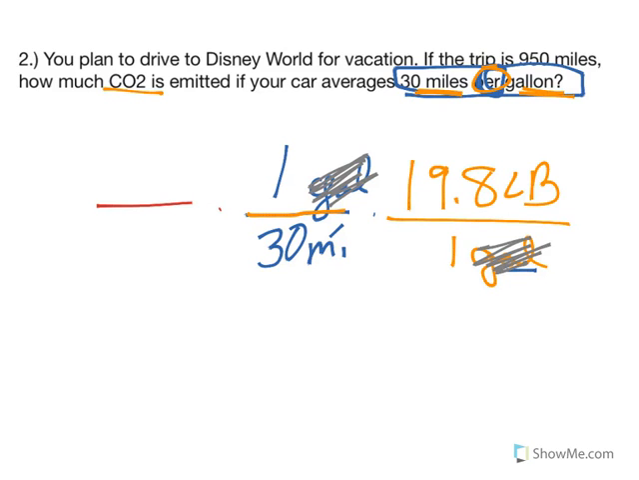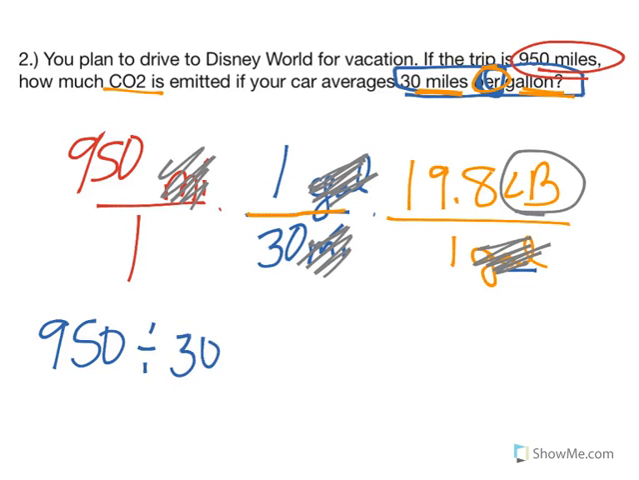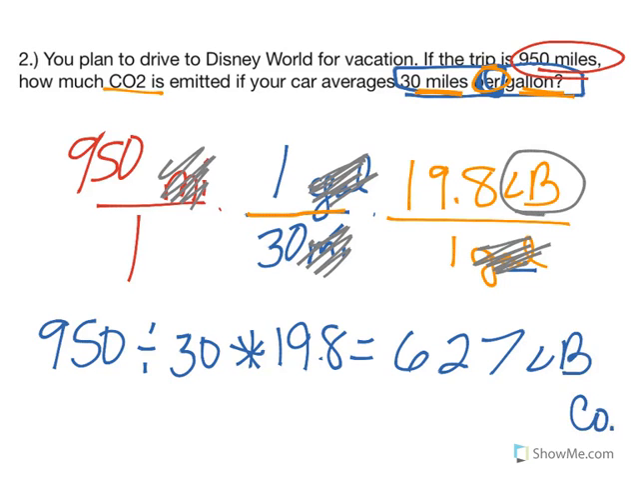So I'm not done. I've got to keep working backwards, and this time I've got to get rid of miles. So no problem. I know that the trip is 950 miles, period. So it goes over 1. That process right there makes my miles go away. And now my only label is pounds. So I will take 950, divide it by 30, multiply by 19.8. And if I take this trip to Disney World, I will produce 627 pounds of CO2 from the gasoline.